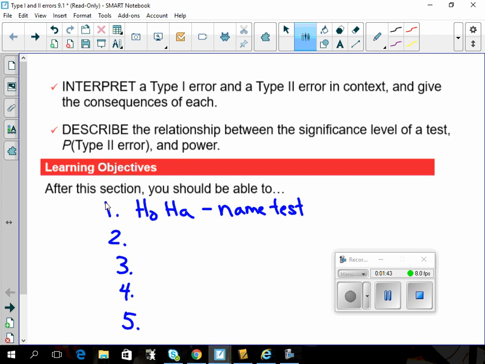What's step 2? Think about confidence intervals. What do we have to be able to do in order to use the formulas? The conditions, right? So we're going to need to check the conditions. And those conditions are going to be based on the test that you're performing, correct? So that's why it's important to name your test to begin with. So we're going to check the conditions.